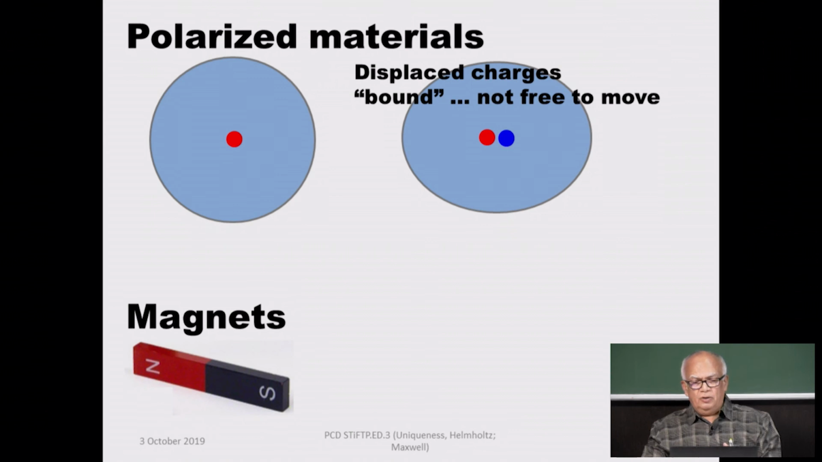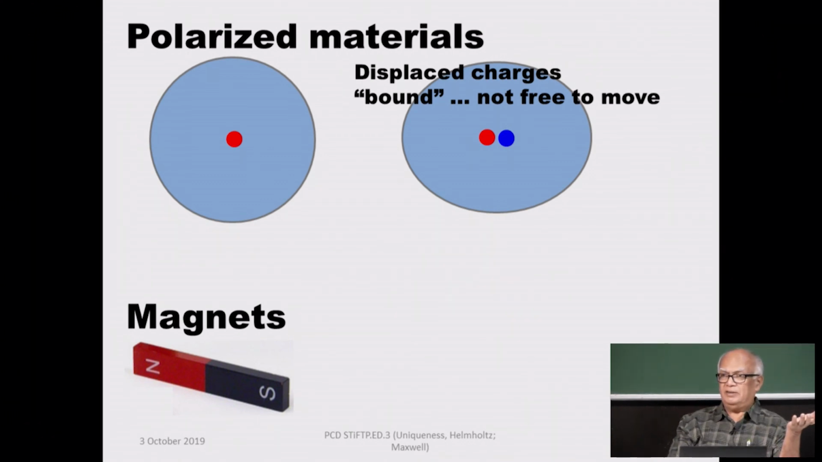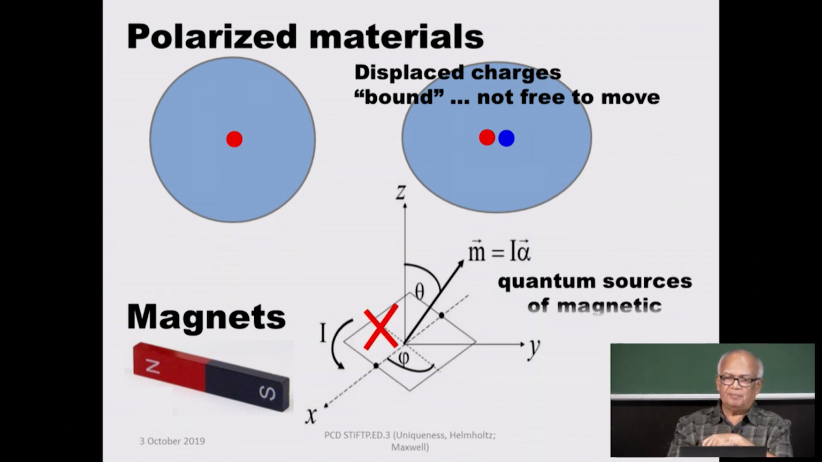Okay? You may also have a magnet, which also generates a magnetic moment. So, there are these additional materials which can also lead to the same kind of effect, and we will have to factor them into our potential theory. Okay?